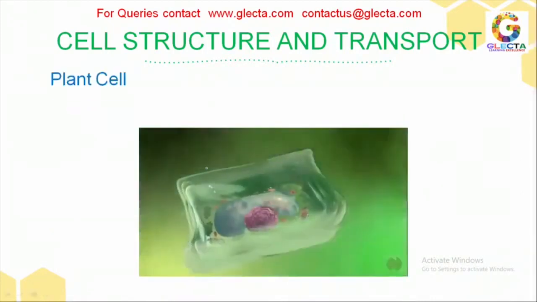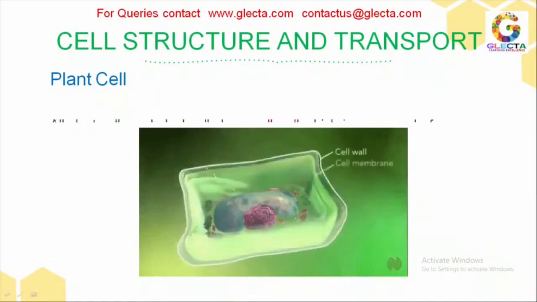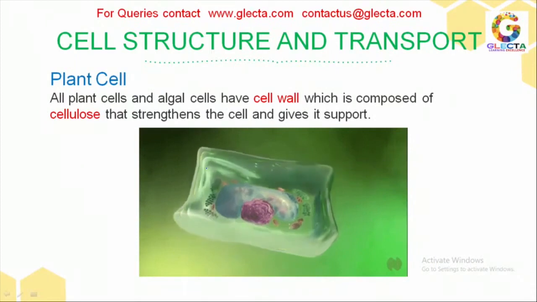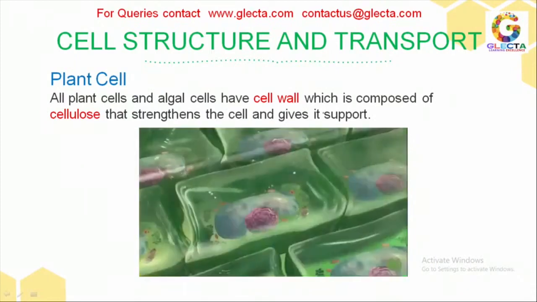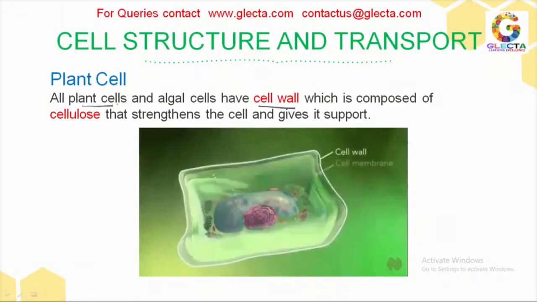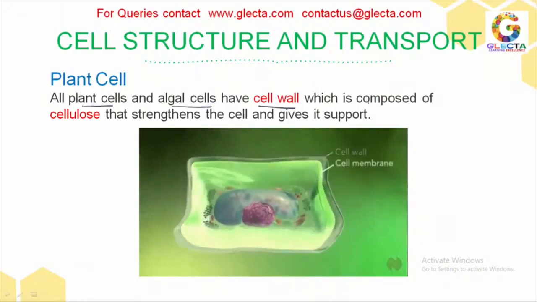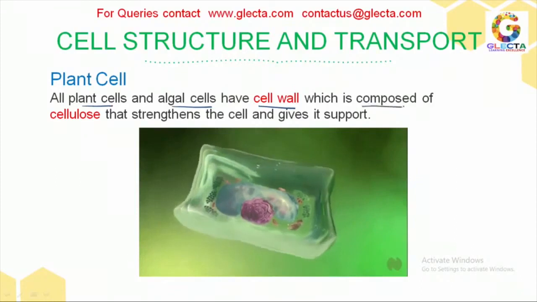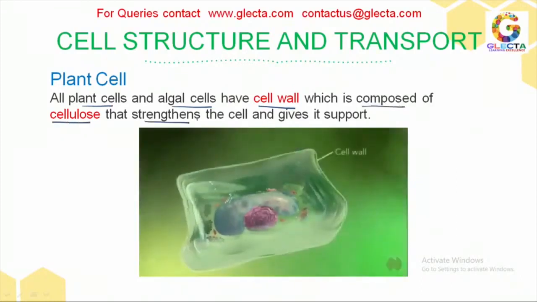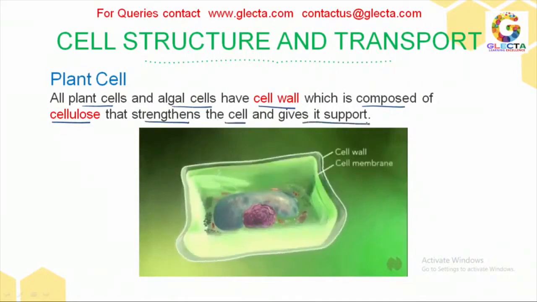This is a plant cell that you're looking at. There are different structures present in your plant cell which are not there in your animal cell. One such structure is the presence of a cell wall in both your plant cells and algal cells. Cell wall is usually composed of cellulose, which is capable of strengthening your cell along with giving it some support.